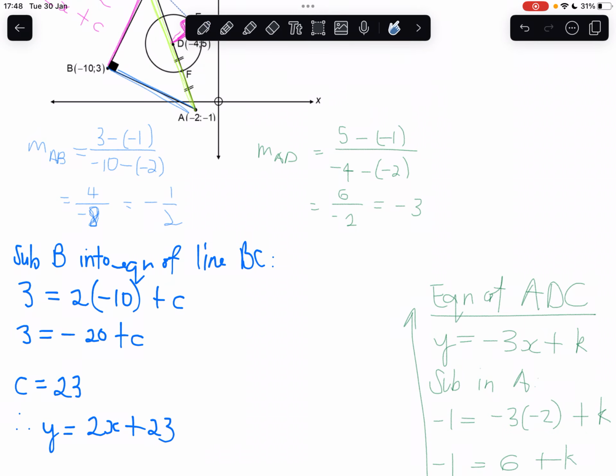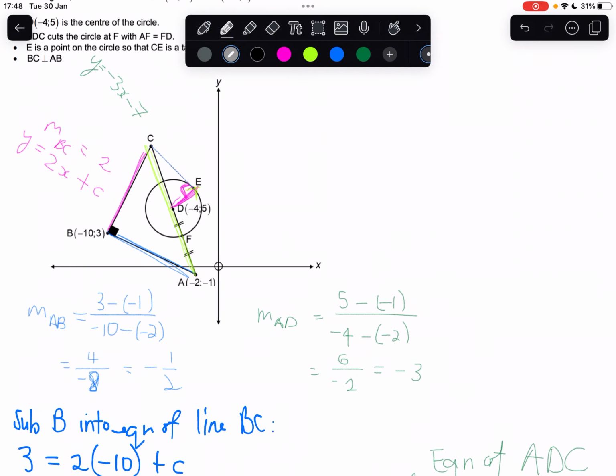The mystery is solved. Right, let us erase that.